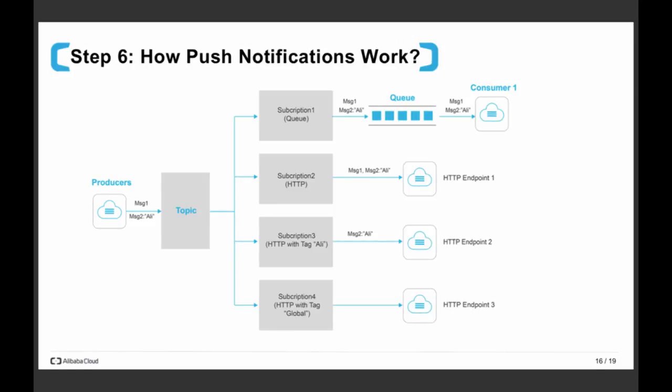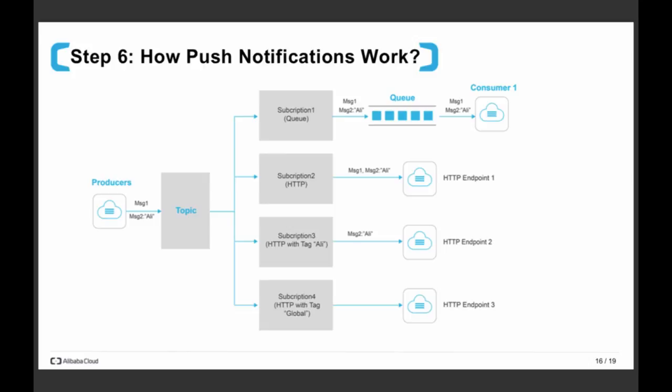So the other way of handling the message services is using push notifications. In the push notifications, you can see the producer is sending two messages, message 1 and message 2, with the name Ali, so with that tag Ali. These producers will send the message over the topic, and then the topic publishes. There are 4 ways the consumers are listening to this particular topic.